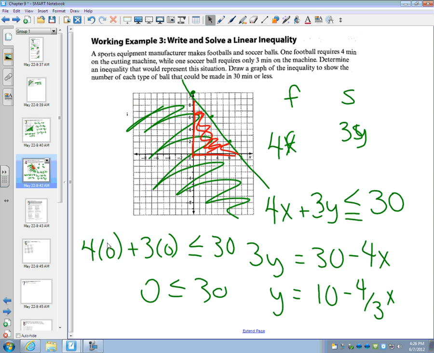Okay, so I do not want you to use iPads for this. I want you to do some old-fashioned graphing to get used to the two ways of graphing.